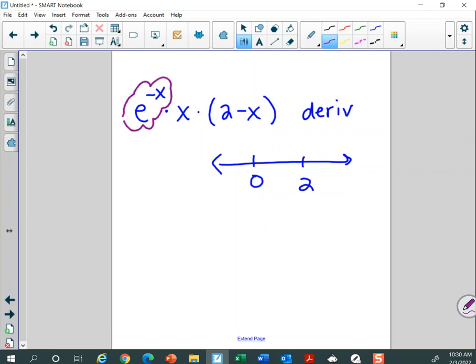E to the negative x, e to any power of x, is never negative. You knew that, but you never really thought about or cared about it. It's never negative, so it's never 0, essentially. E to the negative x equal to 0 has no solution. E to the negative x is always positive.